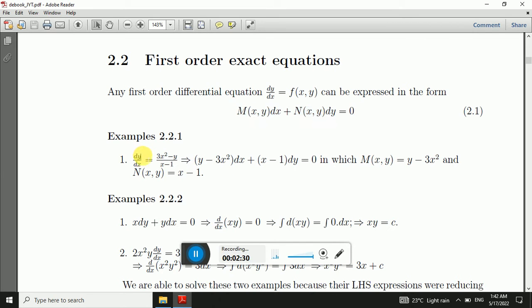So our first example is this. We have dy/dx equaling (3x squared minus y) over (x minus 1). So we want to express this differential equation in this form. Let's see how we can do that.